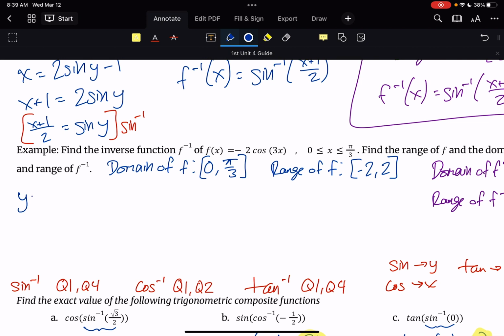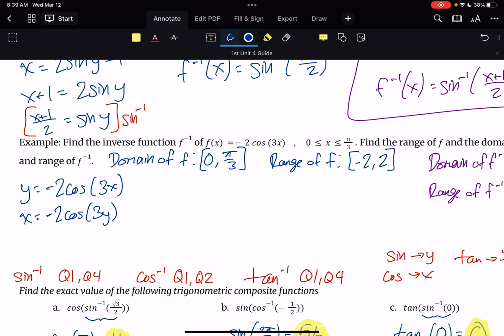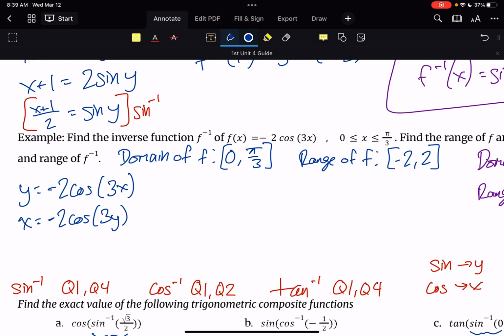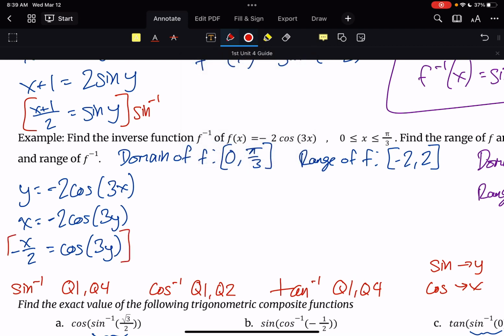So I'm going to change the f inverse to y equals negative 2 cosine of 3x. Switch my x and y, so x equals negative 2 cosine 3y. I'm going to start by dividing by negative 2, so I get negative x over 2 is equal to cosine 3y. And since I now have that cosine term isolated, I need to take the inverse cosine of both sides.